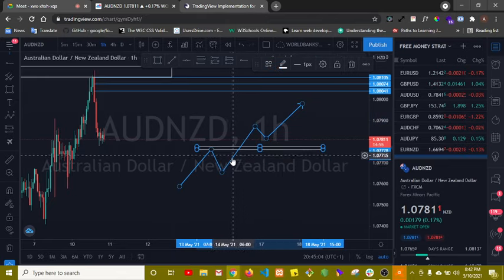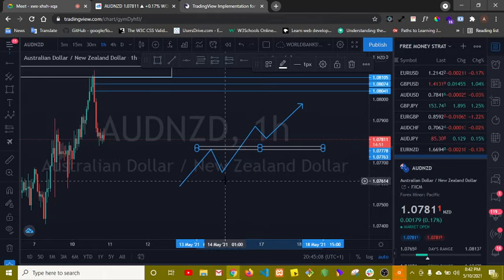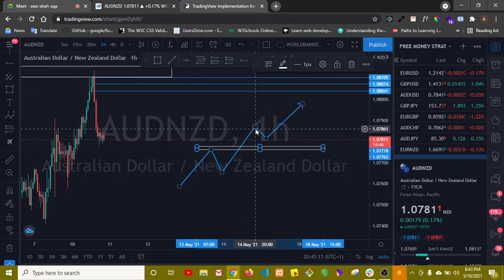Yes, there's a break of structure here. Can you see there's a breakout from this previous high? That's a break of structure. And can you see in the process of giving us a break of structure, it was impulsive? Can you see? It was impulsive. So therefore, there's an order block here.